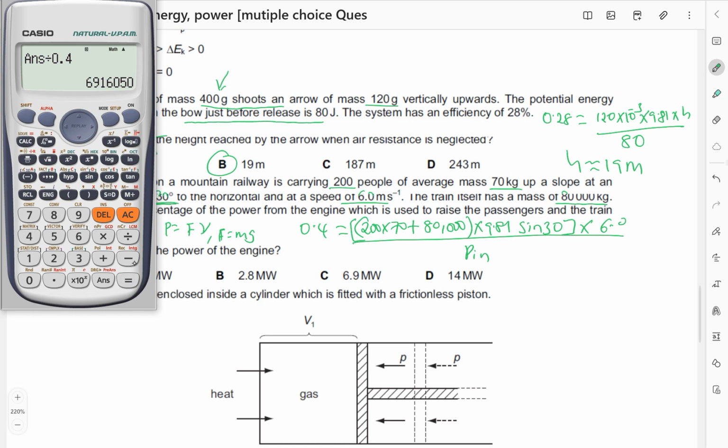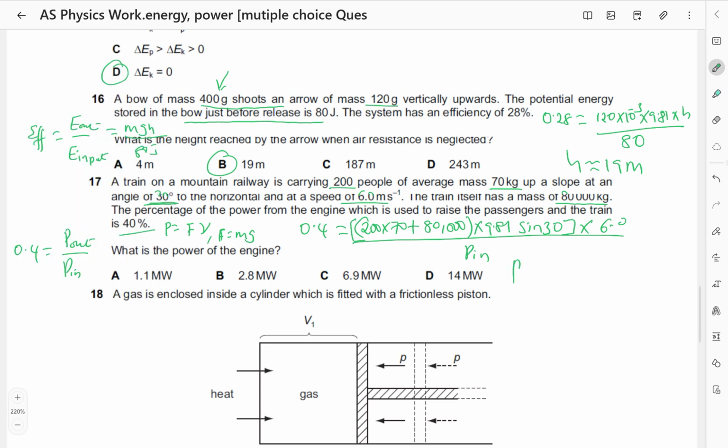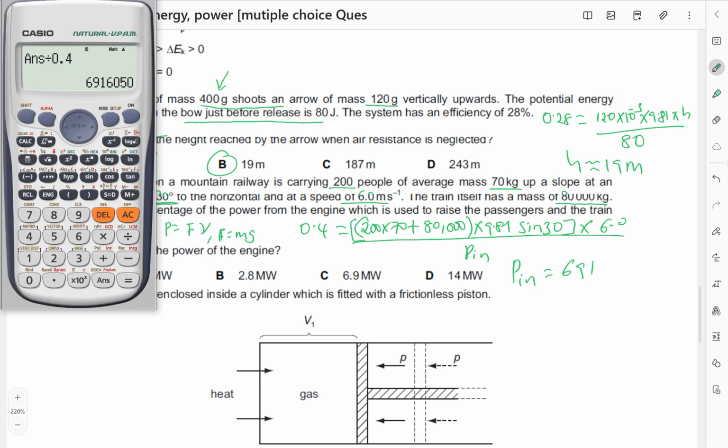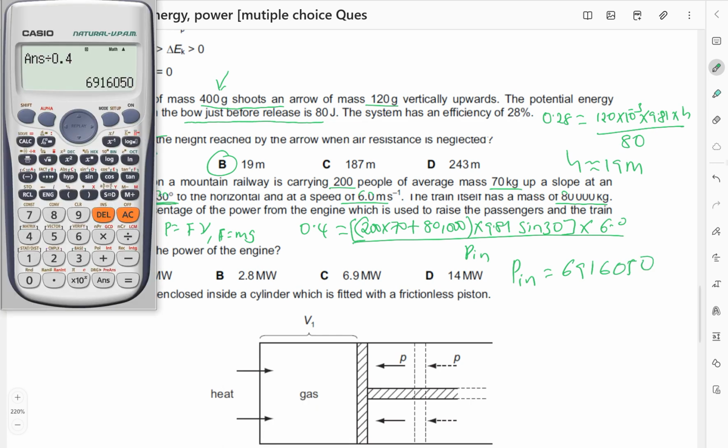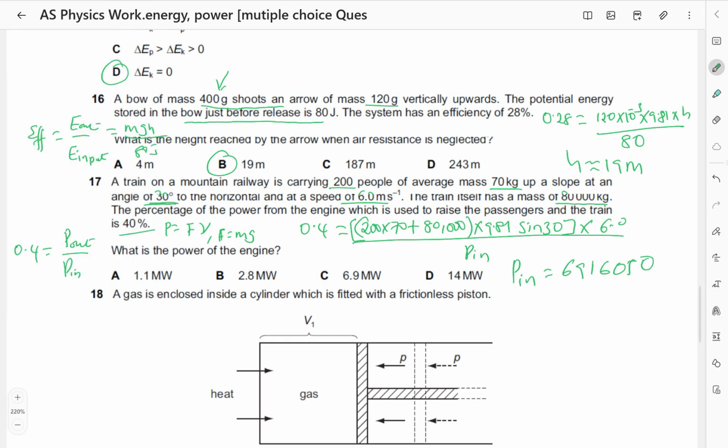So this is giving power in as 6916050. So the power in is equal to 6916050. They have given us answers in terms of mega, so I will divide this by 10 to the power 6, which means 1, 2, 3, 4, 5, 6. So this is going to be 6.9 megawatts. So the answer is going to be C.